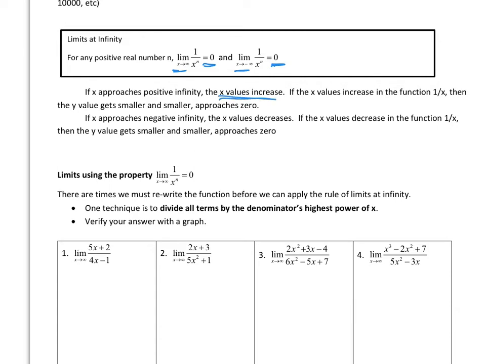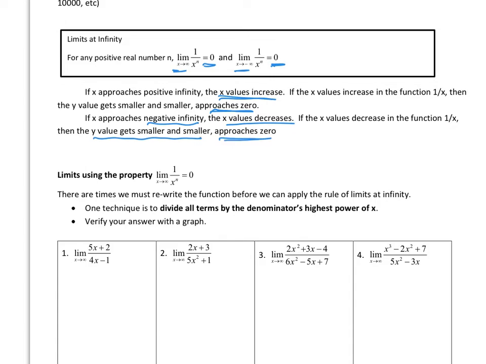x values increase, the y values end up getting smaller and smaller, so it approaches 0. And when x approaches negative infinity, the x values decrease, like heading negative, negative. The x values would decrease and the y values would get smaller and smaller, which means it also approaches 0.